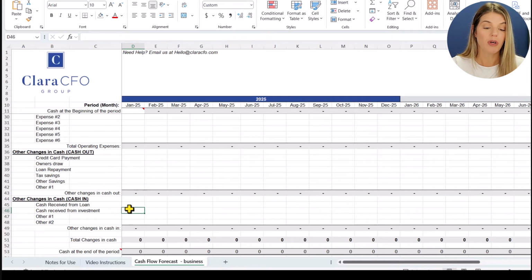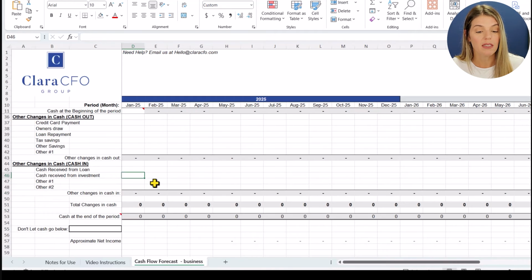And then sometimes we'll have other random money that comes into our businesses that is not related to revenue. So it might be cash received from a loan or maybe some other kind of investment, or maybe you are looking at this just based on your operating account and you are bringing money in from a savings account and you want to show that in your cash flow forecast. You can do that here too. All of this basically summarizes at the bottom of the total cash changes, basically beginning, plus, minus, and then cash at the end of the period.